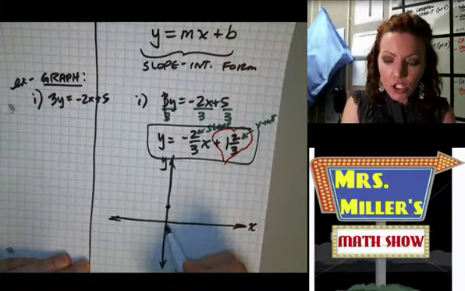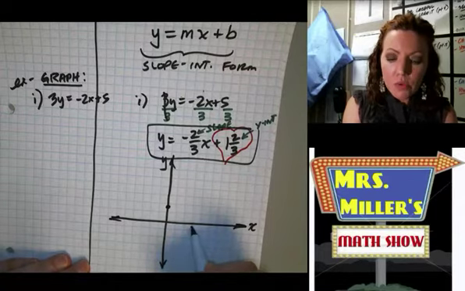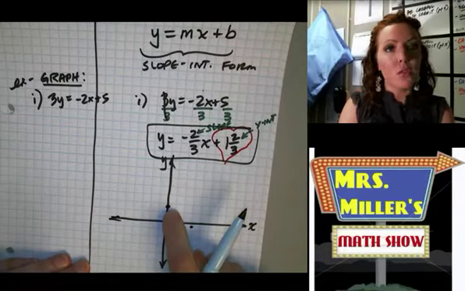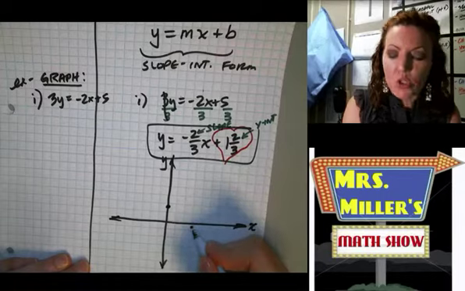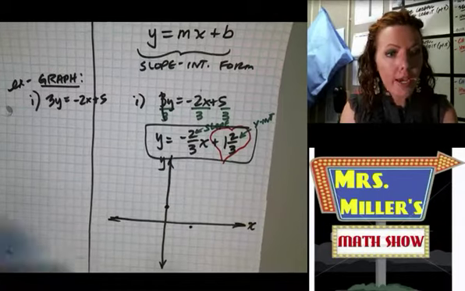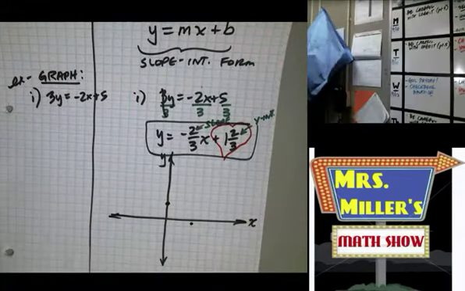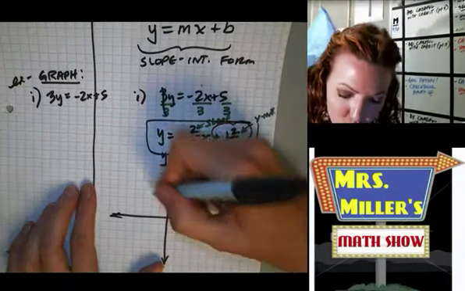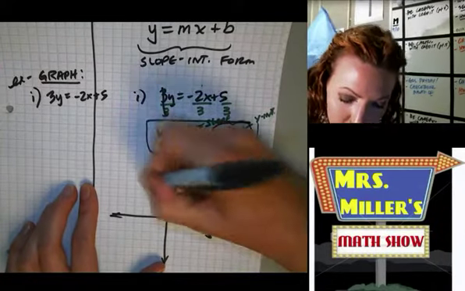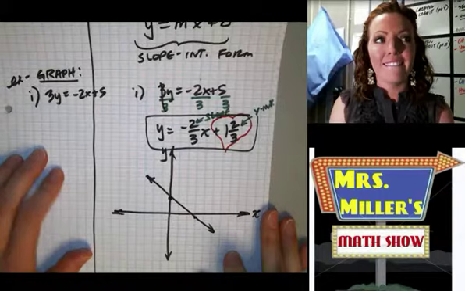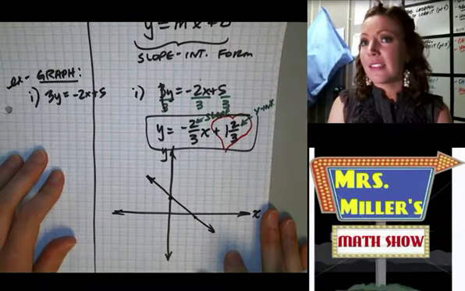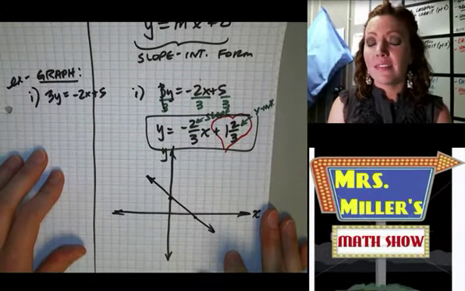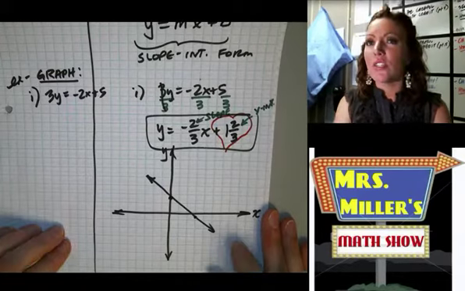Down 2 and over 3. So down 1, 2, and over 1, 2, 3. So you notice if you start out in between the two lines here, you should still end up in between the two lines in that direction. Okay? I don't have my straight edge, but then you would connect them with a straight line. Okay? Questions? Pretty easy? Okay?